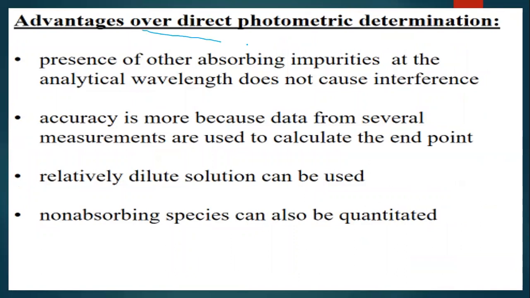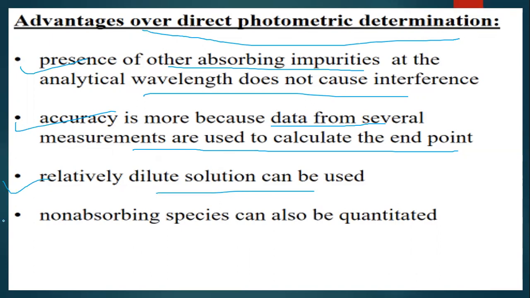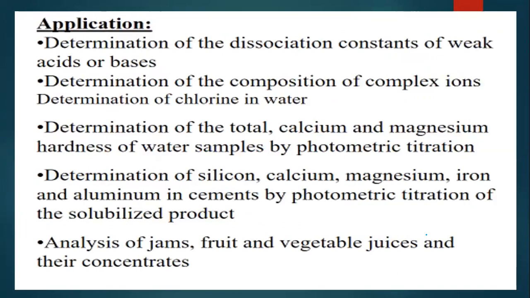Now what are its advantages? The presence of other absorbing impurities will not disturb during this analysis. This is very important. It's more accurate because data from several measurements are used to calculate the end point. Relatively dilute solutions are used in this case. Then non-absorbing species can also be analyzed with the help of this technique.